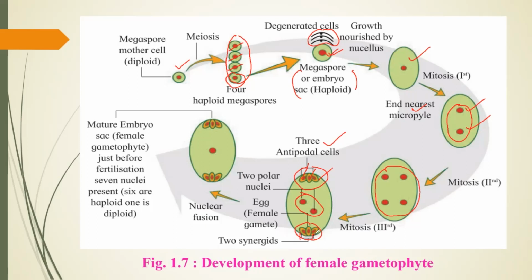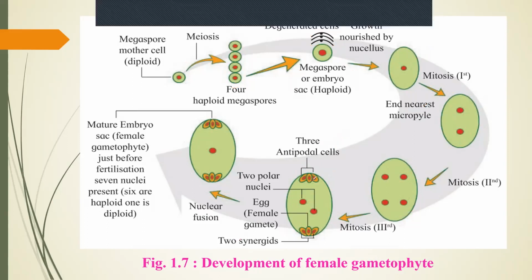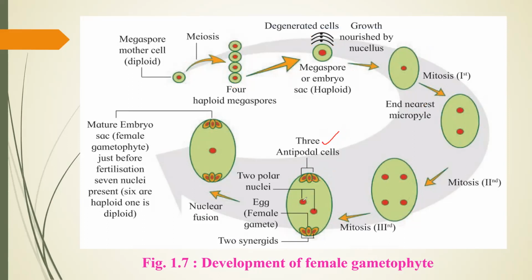त्यापैकी बाहेरच्या ज्या 2 आहेत, these are 2 synergids. And in the center, whatever is present, it is the egg. So in this way, 8 cells are going to be formed. 8 cell तयार होणार. 1, 2, 3, 3 antipodal cells. Then 2 at the center, and then 3 which include the 2 synergids and 1 egg gamete. Then it is going to proceed for the nuclear fusion.